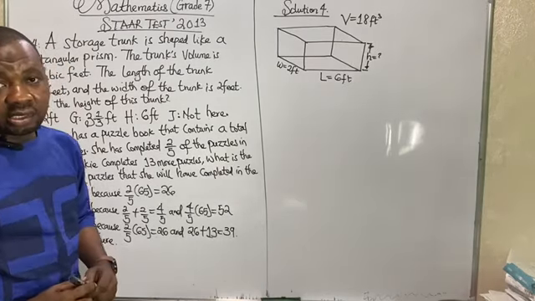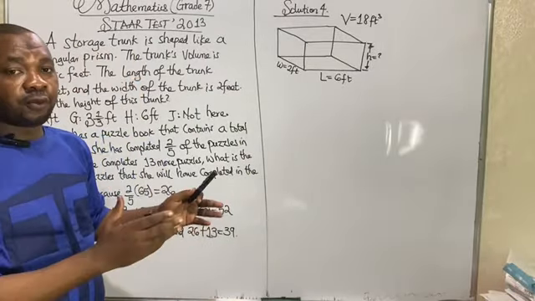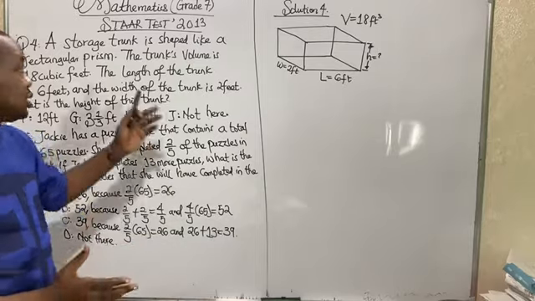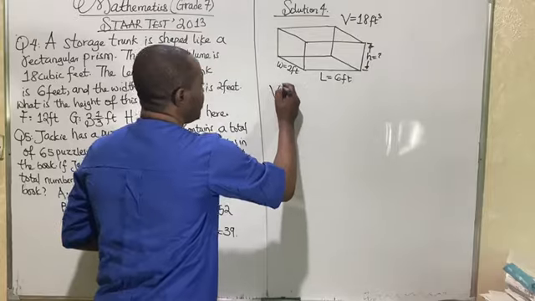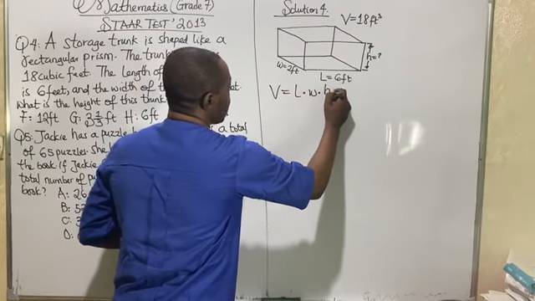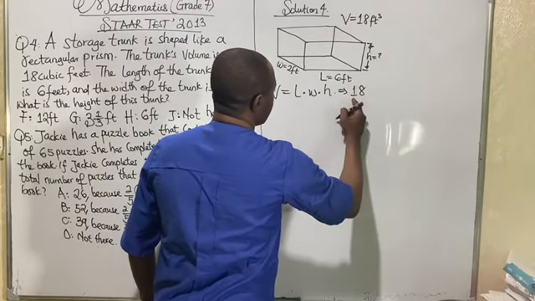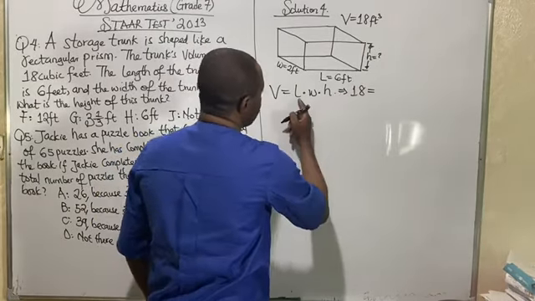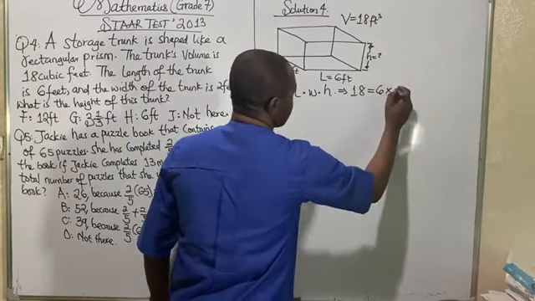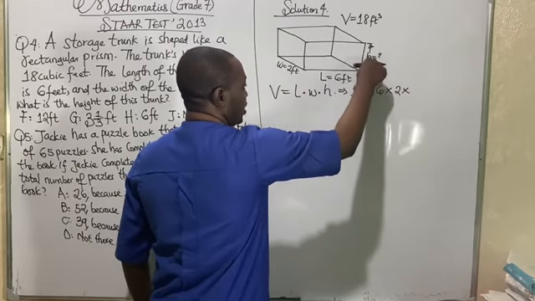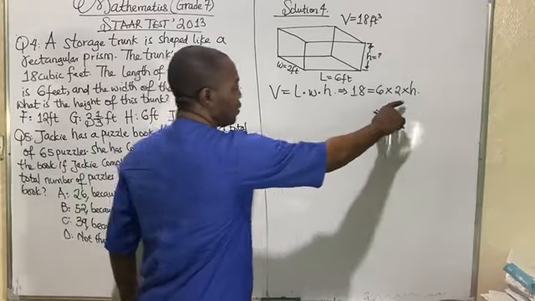The first thing is to set up the volume formula for a rectangular prism. The volume formula for a rectangular prism is V equals length times width times height. And we're given the volume, so let's plug in the values. We have the volume, 18, equals the length, which is 6 feet, multiplied by the width, which is 2 feet, then multiplied by H, the height. Height is the unknown value, so we need to find the value of H.